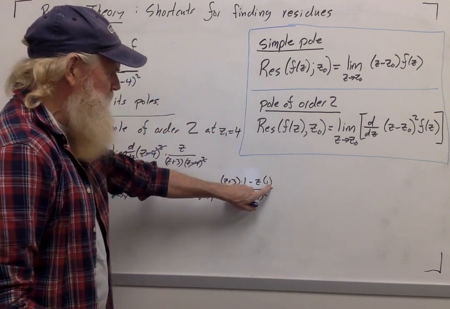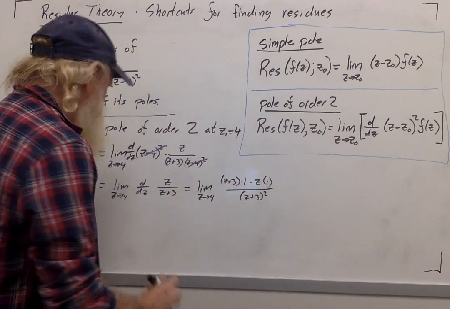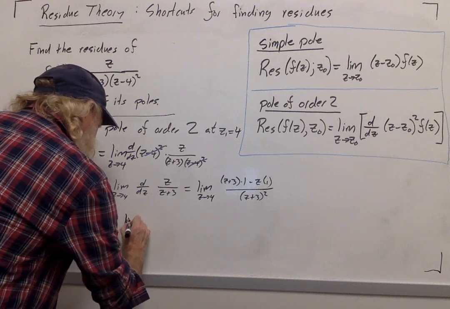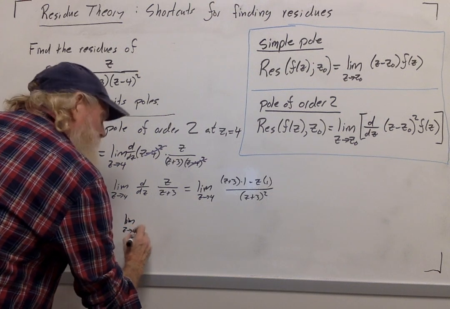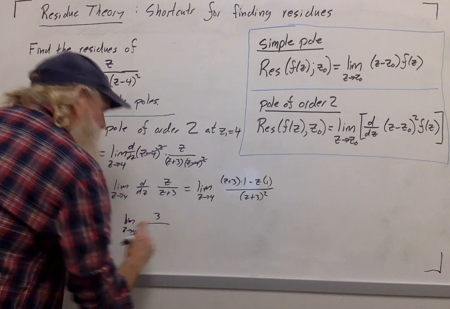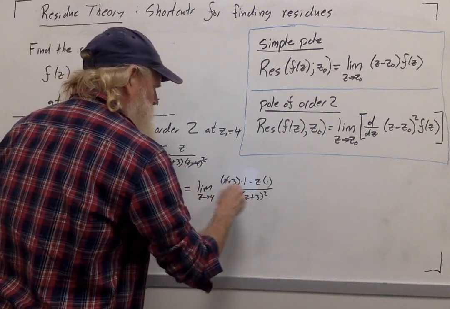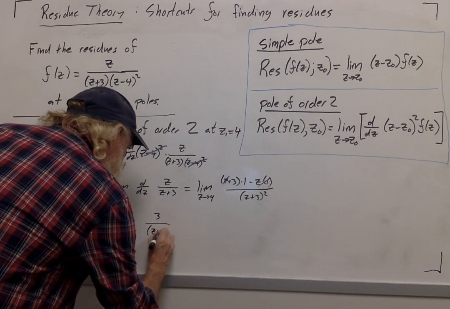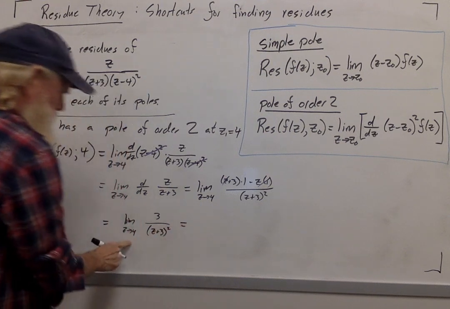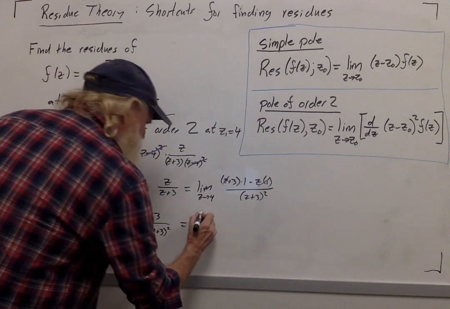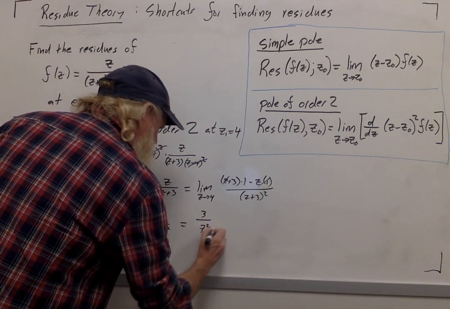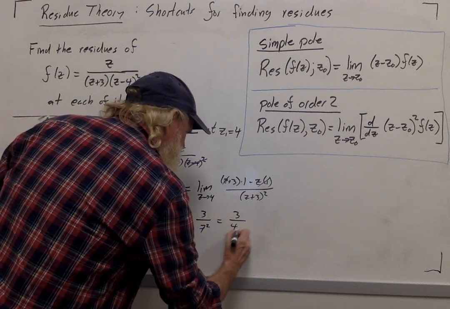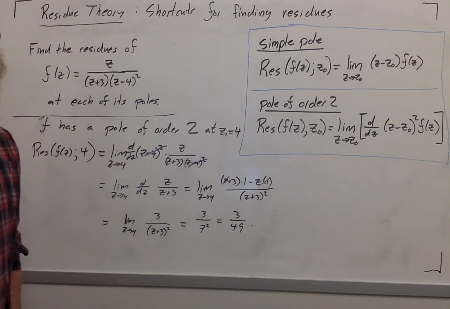On top, I have z minus z, which is 0. So this is just the limit as z goes to 4 of 3 over (z plus 3) squared. And now using direct substitution, it gives me 3 over 7 squared, or 3/49.